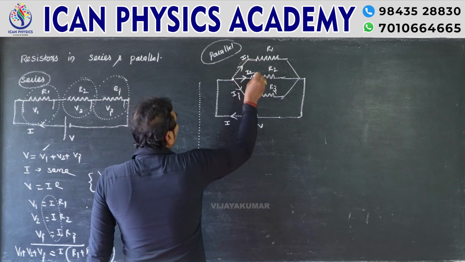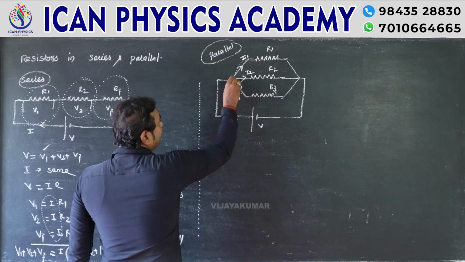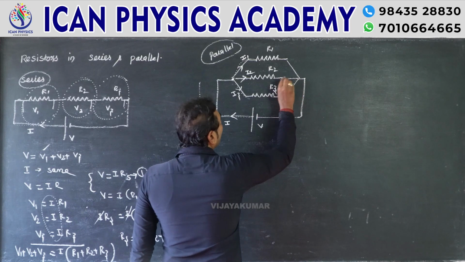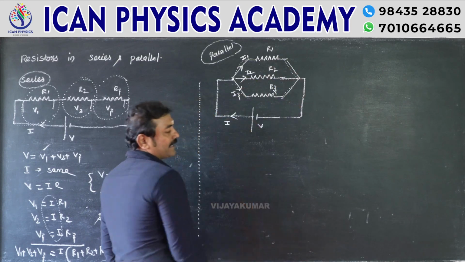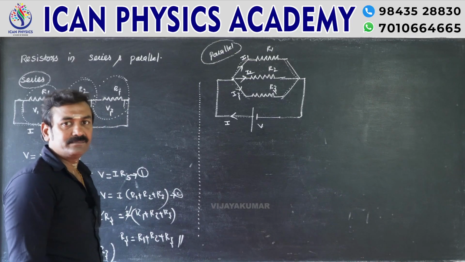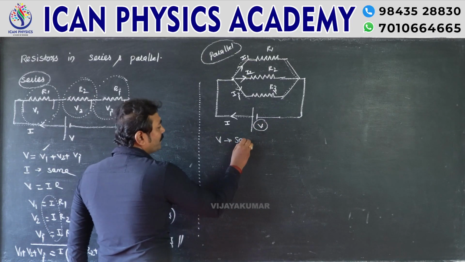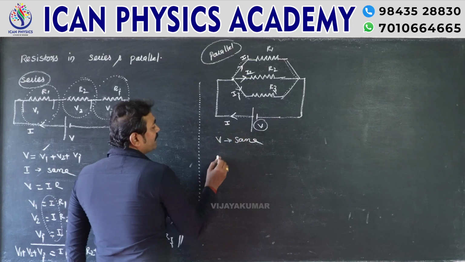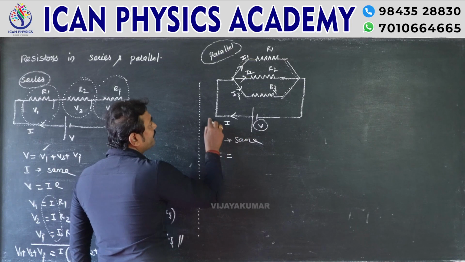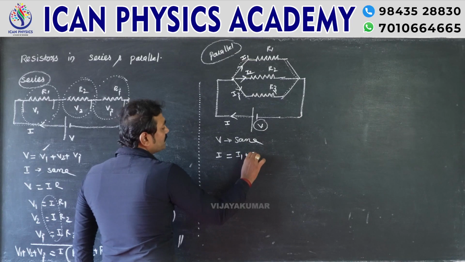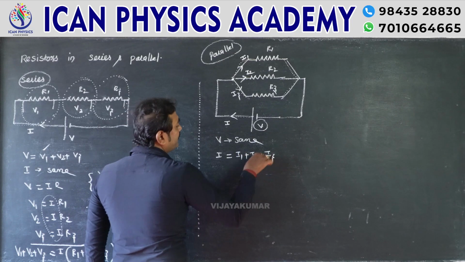Now, here all the terminals are connected at one single point. On the other side also, all the terminals are connected at a single point. So the potential will be the same. But what about the current? The current equals I1 plus I2 plus I3.